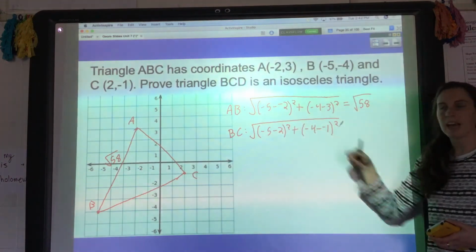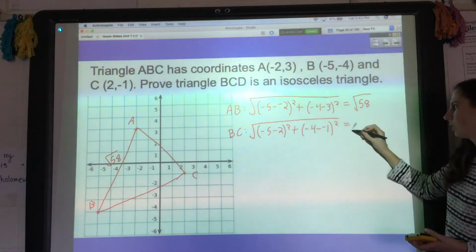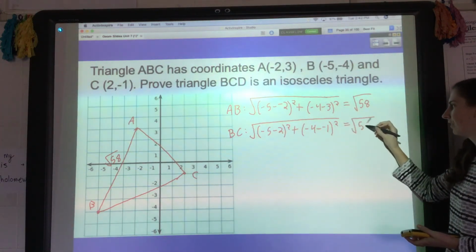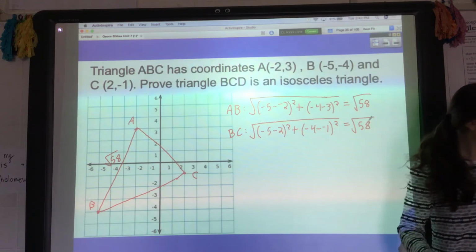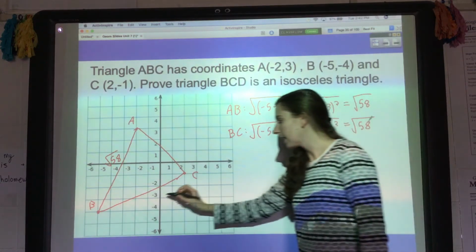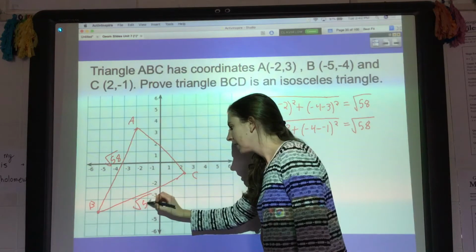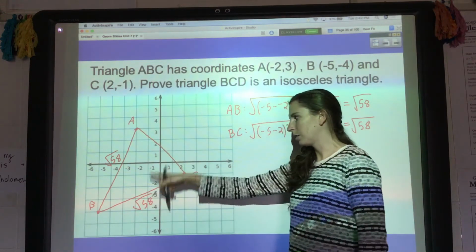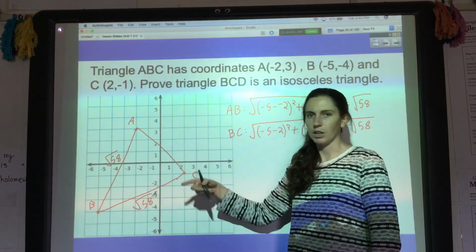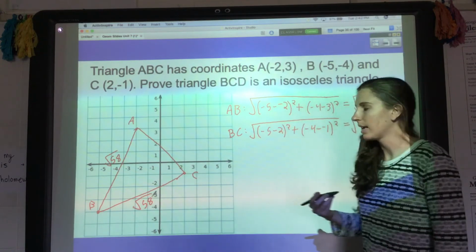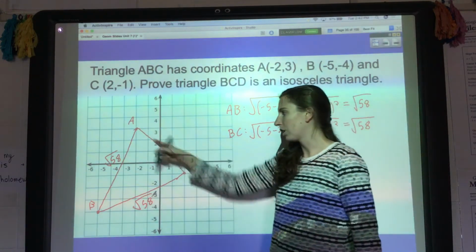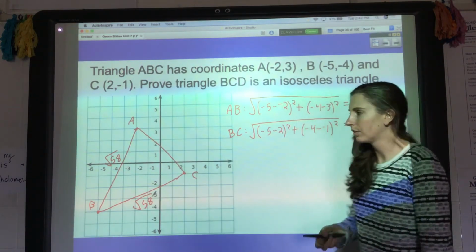And when you type all that in your calculator, you also get the square root of 58. So, I think it is isosceles. However, I don't want this one to be the same, because if this one's the same as those, then it would be equilateral, not isosceles. So let's check and make sure AC is not also the square root of 58.